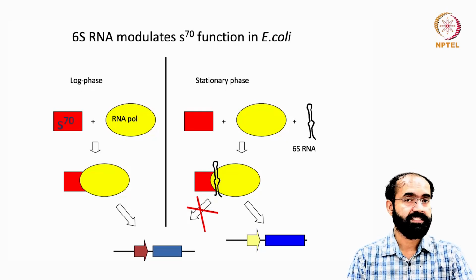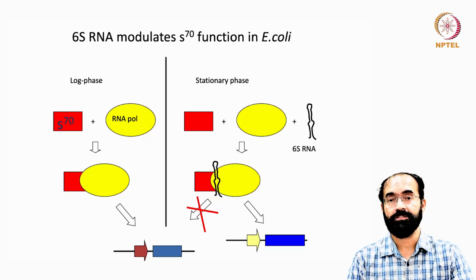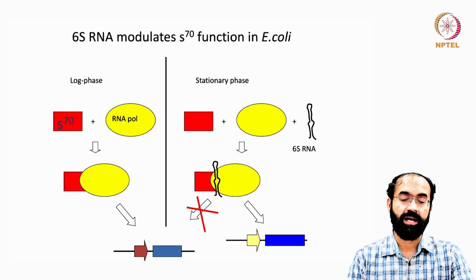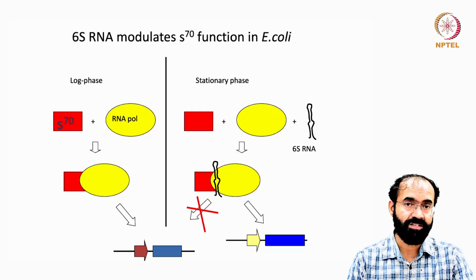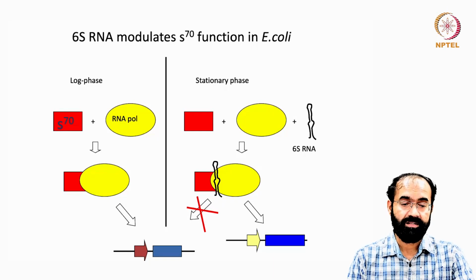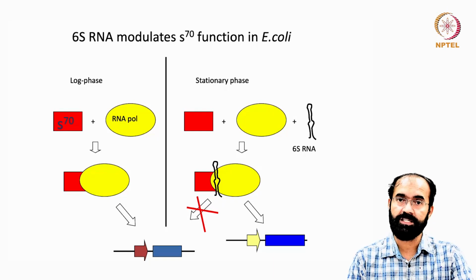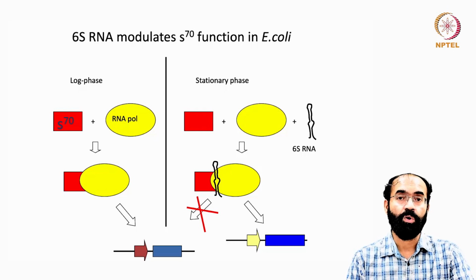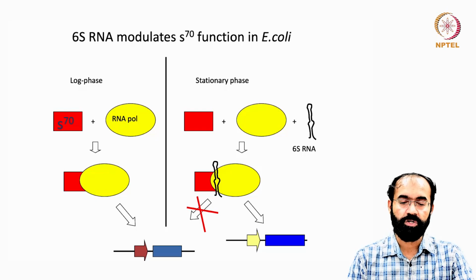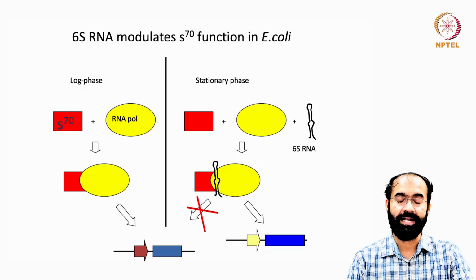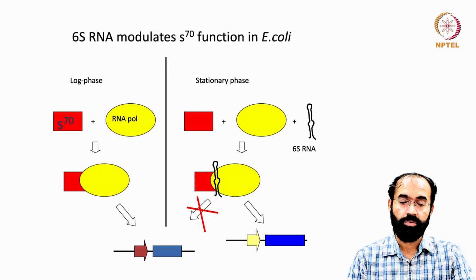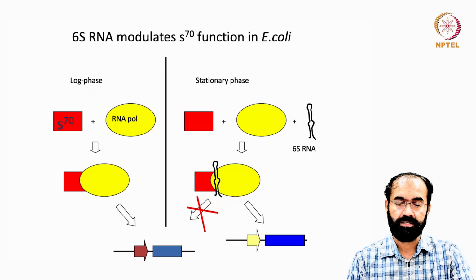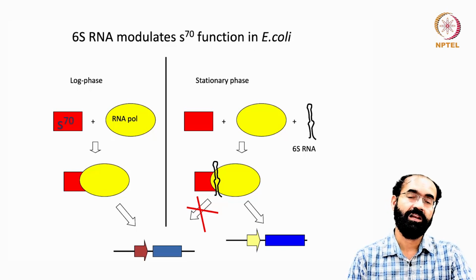In log phase, 6S RNA is not needed. If it comes, it should not come onto the sigma 70 and RNA polymerase complex. So 6S non-coding RNA can modulate. This is what we should understand: the modulation. You have the same sigma 70 and RNA polymerase here, but the presence of 6S RNA modulates the target. It is no longer going to the target that is helpful in log phase. Now it is going to a different set of genes and promoters that are helpful in the stationary phase.